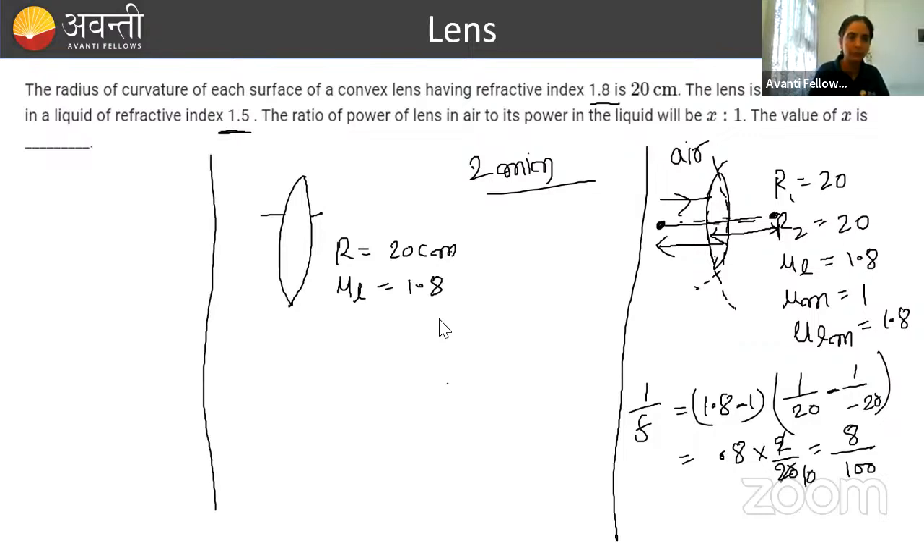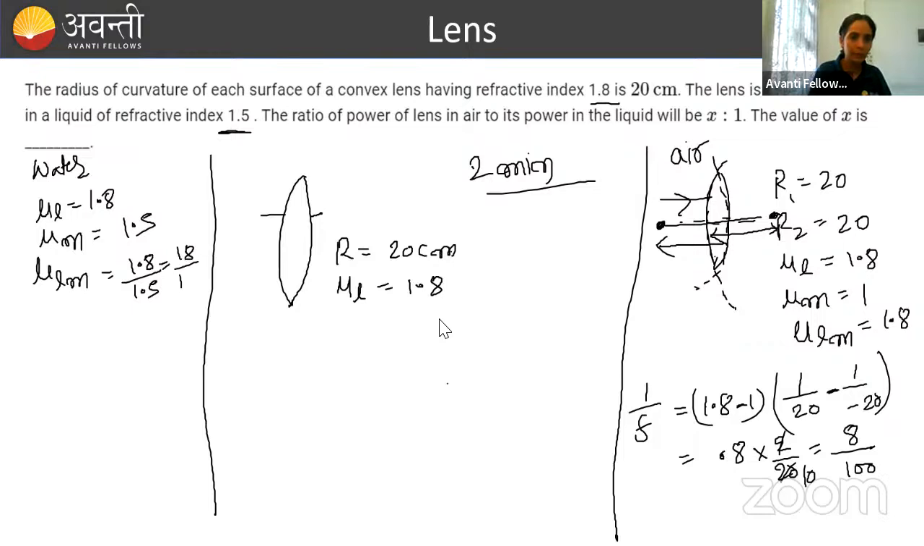Now let's calculate it for the second case, when it is in water. So when it is in water, everything is going to remain the same except mu media. Mu lens is going to be the same. Mu media will change, and that is 1.5. So mu lm will change. That is 1.8 by 1.5. Done. So this is going to happen. And if we are going to solve it, 18 by 15. So this will become something like this. So this is 6 by 5.